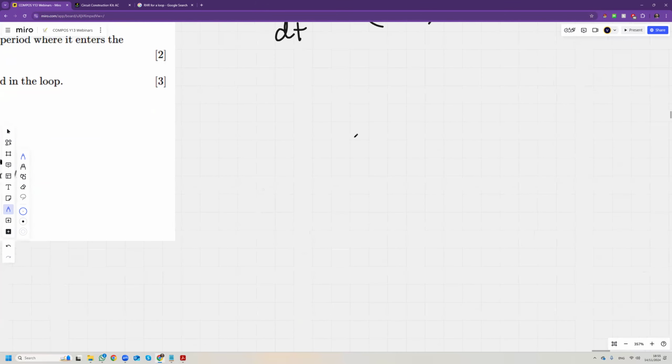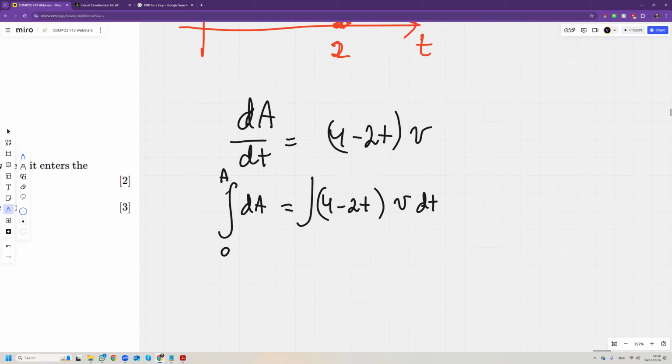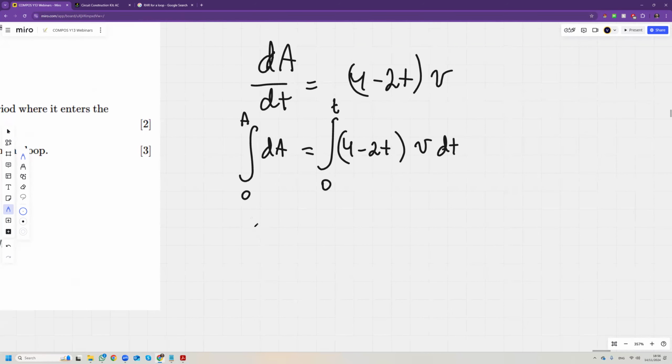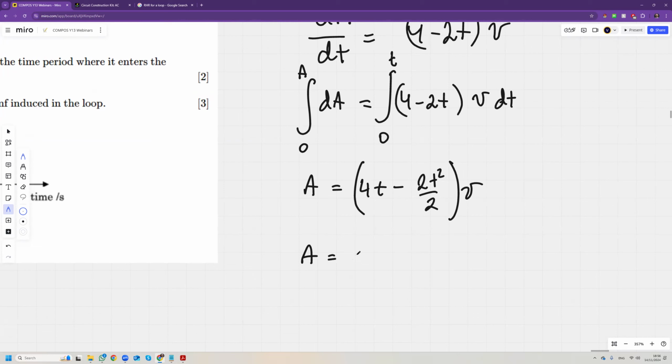And I'm going to multiply everything by dt. So dA is equal to (4 minus 2t) v dt. And I'm going to integrate that from 0 to A, and here it's going to be from 0 to t. And that's going to be A equals 4t minus 2t squared over 2, times v, because v is a constant. So A is equal to v multiplied by (4t minus t squared).